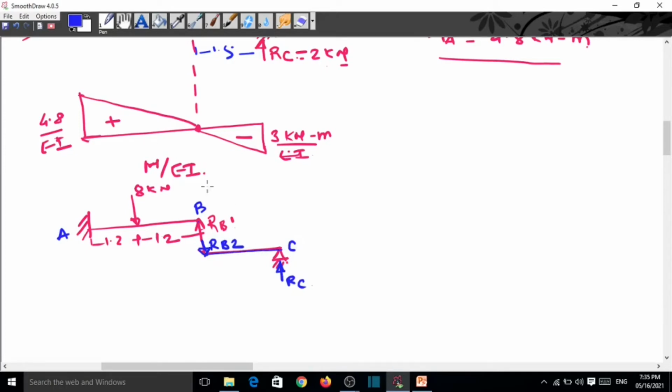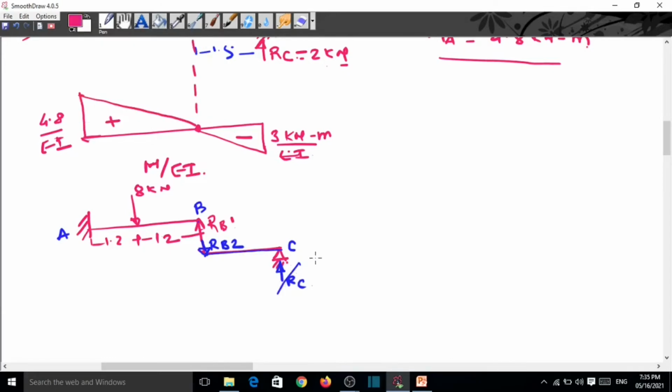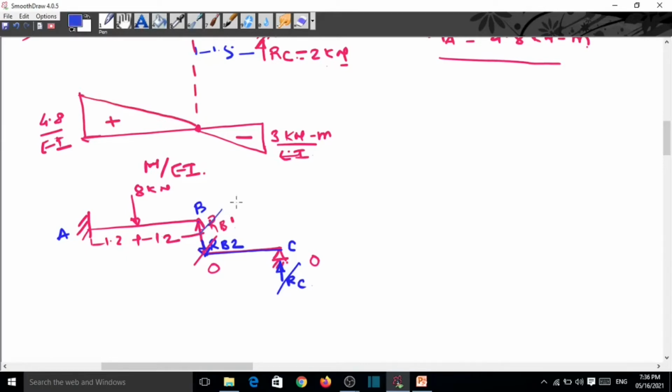That is why this reaction is 0 and also this reaction is 0. So automatically this RB1 is 0. Now once we have RB1, find this MA. This is clockwise, so we assume it is anti-clockwise here. This is MA.